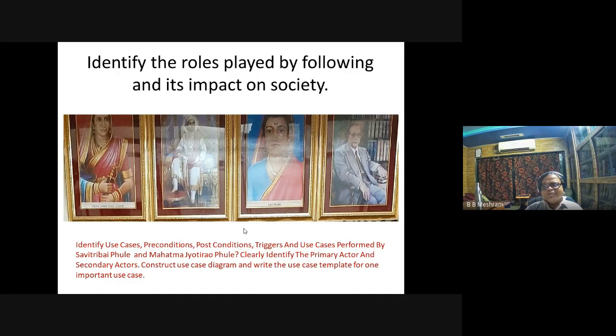And therefore, UML has not considered these two terminologies like primary actor or secondary actor. But these terminologies are given by Ivar Jacobson, and therefore I have also used the terminologies of Ivar Jacobson.